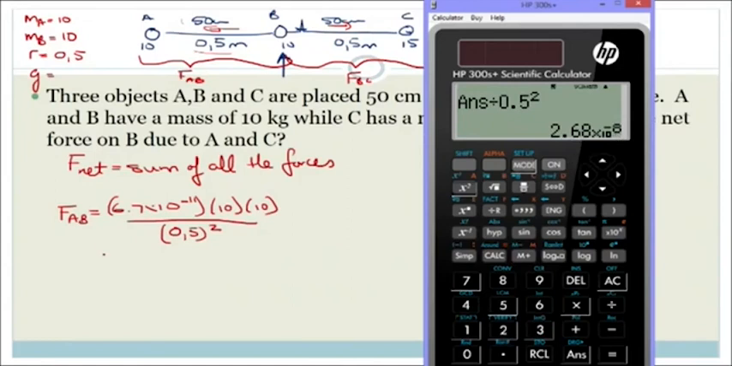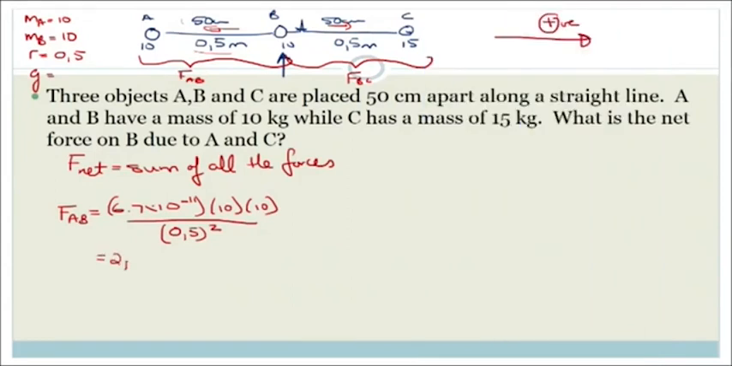So the force, 2.68 times 10 to the negative 8, and that is the force that B feels towards A. So that is the force that B is feeling as a force of attraction towards A, right? So that is to the left. Okay. Force of A on B.